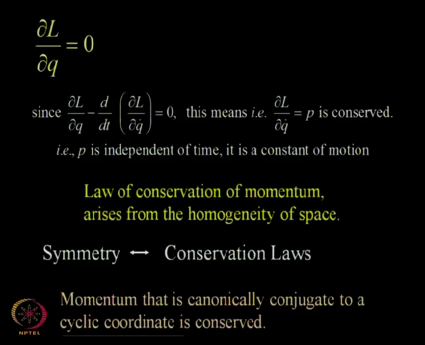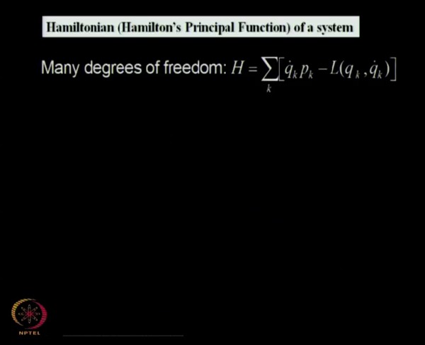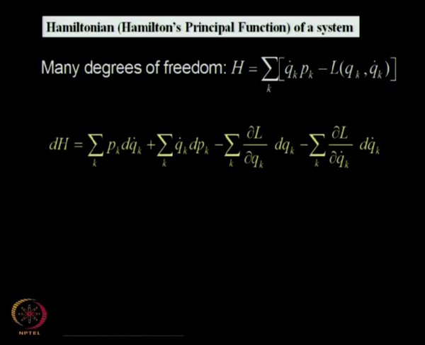Okay. So the momentum p is said to be canonically conjugate to a coordinate if it is given by the partial derivative of the Lagrangian with respect to the corresponding velocity, del L by del q dot. So that is the momentum, and the momentum which is canonically conjugate to a cyclic coordinate is conserved. Now you can, like I said, extend this to many degrees of freedom. You will have to sum over all the degrees of freedom. So it is essentially the same original expression for the Hamiltonian which you write for all degrees of freedom.